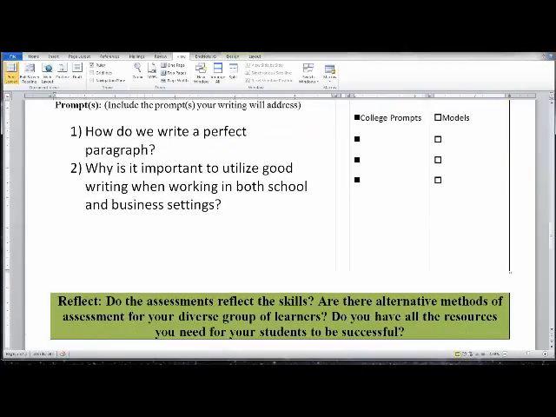Now, do the assessments reflect the skills? This is kind of the same question we asked yesterday. If they are presenting a public service announcement on what good writing is, is that a true reflection of whether or not they know what good writing is? And I would argue yes. Are there alternate methods of assessment for your diverse group of learners?